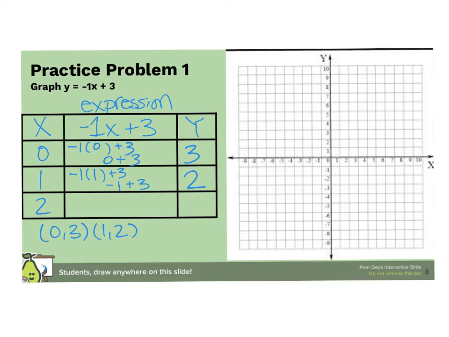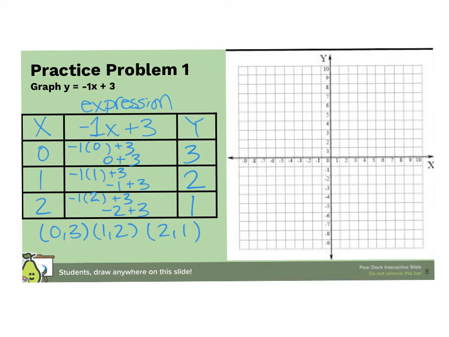It's 2. Last ordered pair, -1, parentheses, plus 3. What are we filling in for X this time? A positive 2. -1 times 2 is -2. -2 plus 3 is 1. Our final ordered pair: when X is 2, Y is 1.